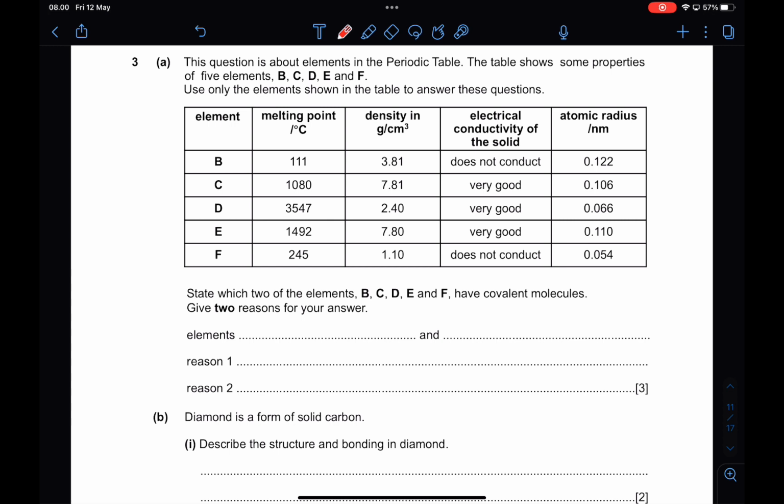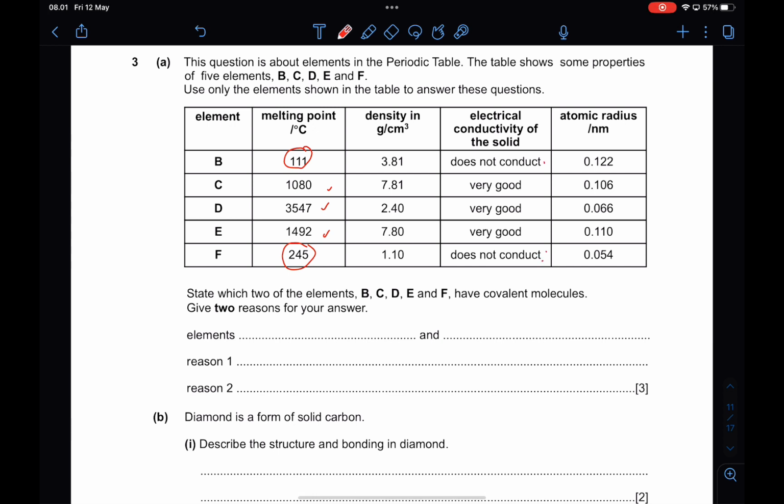Now, state which 2 of these elements have covalent molecules. Okay, which ones have covalent molecules? In order to be covalent molecules, the melting point and boiling point will be very, very low. So if you look here, the others are considered to be high. The lowest is these 2.